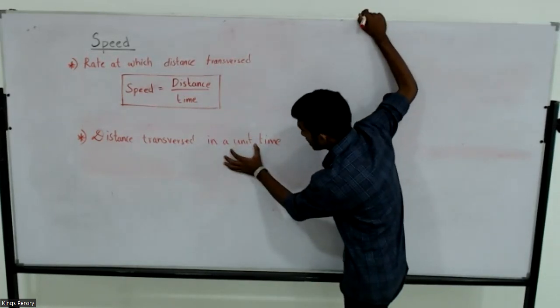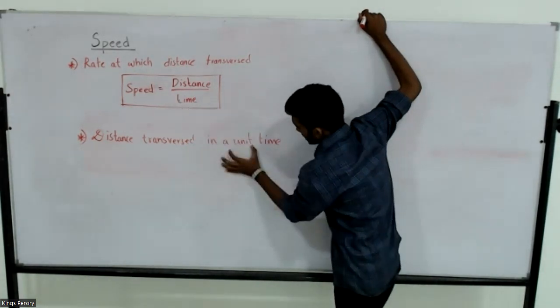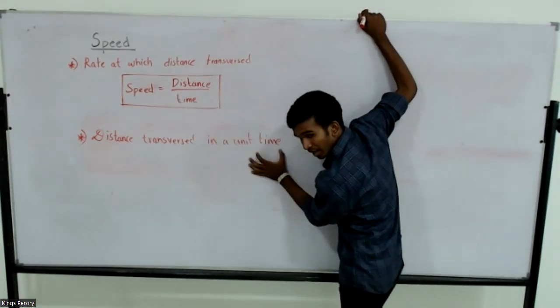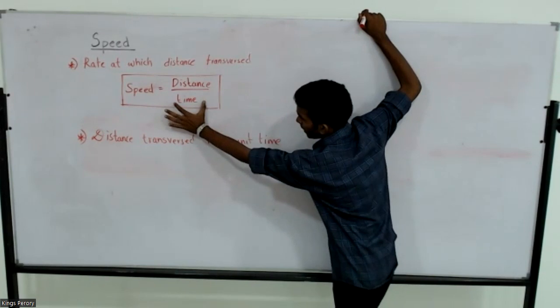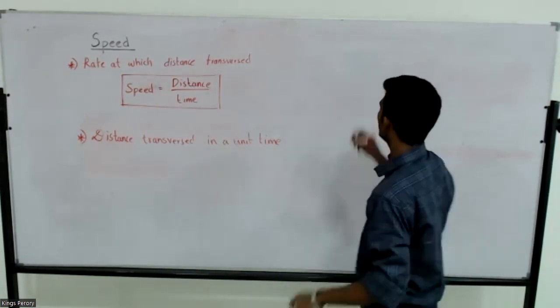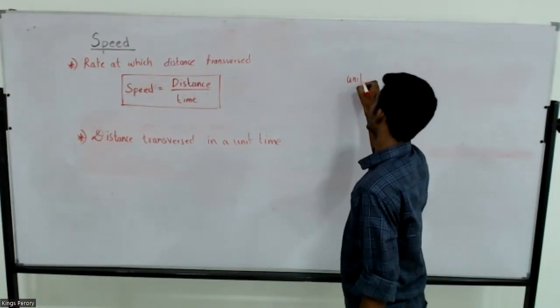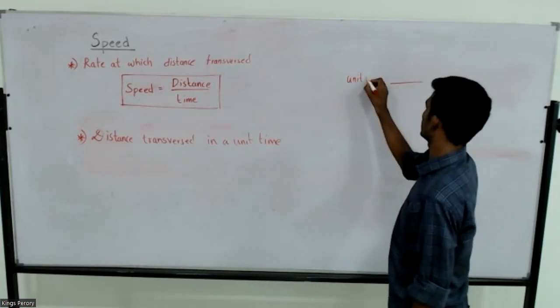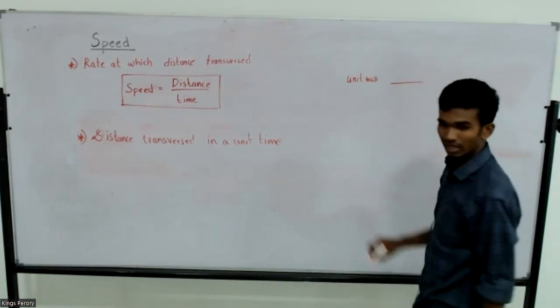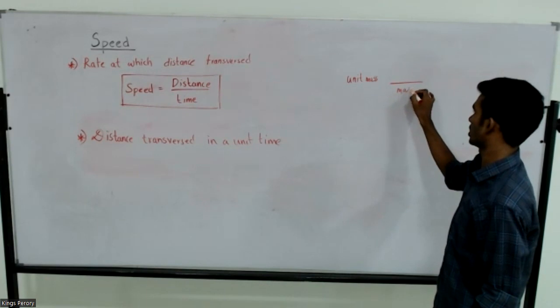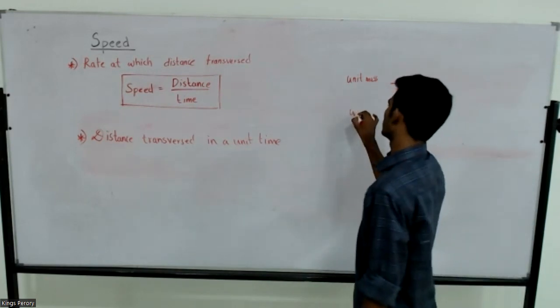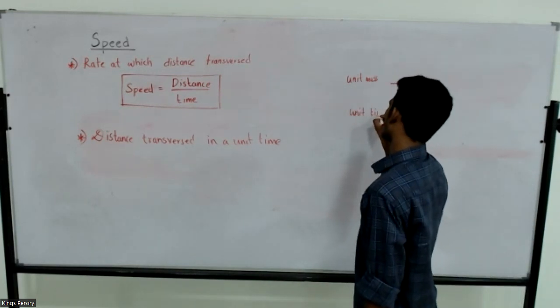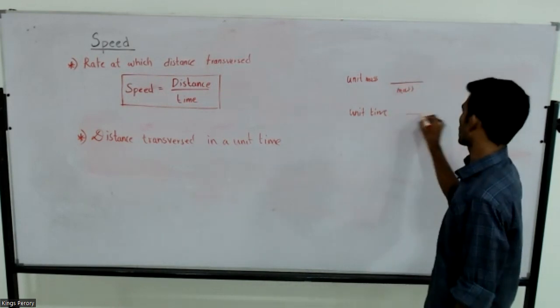Remember again this word unit time. Unit means that should come as the denominator. Unit time, right? Then that time should come as the denominator. If you say unit mass, then what will come as the denominator? Mass will come as the denominator. Unit time, what should come as the denominator? Time should come as the denominator.